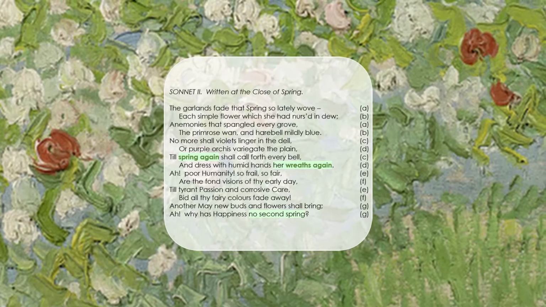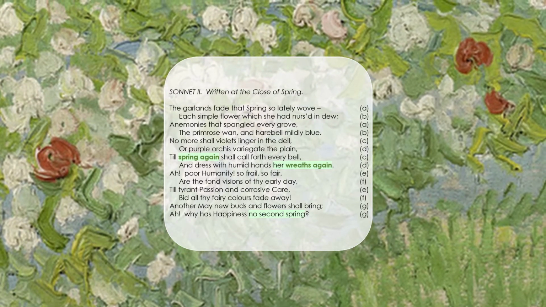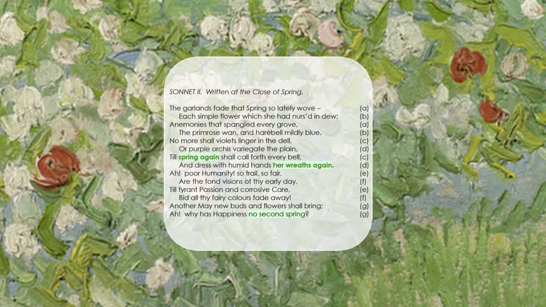I'm now going to think about the way that Smith repeats the word again. This is a poem all about something coming again, spring coming again, happiness coming again. So it's worth thinking about when she does use the word again and when she doesn't, and what that repetition or non-repetition does to our understanding of the poem. So we've got spring again, wreaths again, and then in the final line of the poem we've got no.